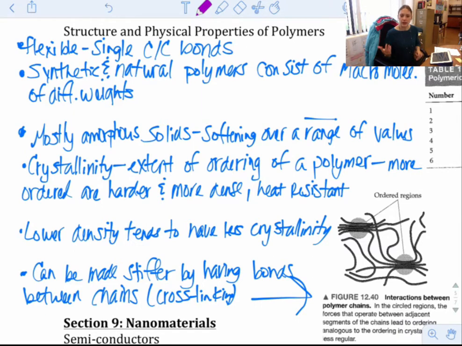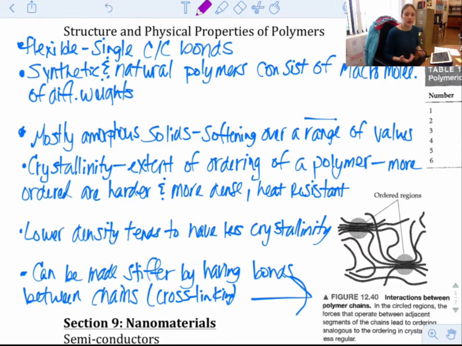Their crystallinity kind of goes along with the amorphous solids. Something's crystallinity is the extent of the ordering of a polymer. More ordered or harder ones are usually more dense, and usually more heat resistant because they have more of an order to them. So some polymers are more amorphous than others. Some have a higher crystallinity, some have a little less crystallinity and are a little more amorphous.